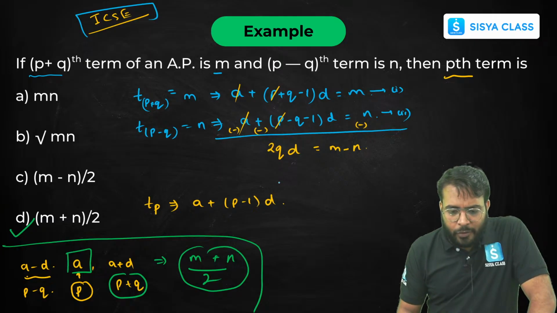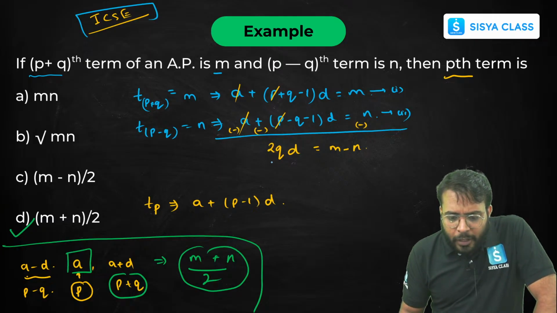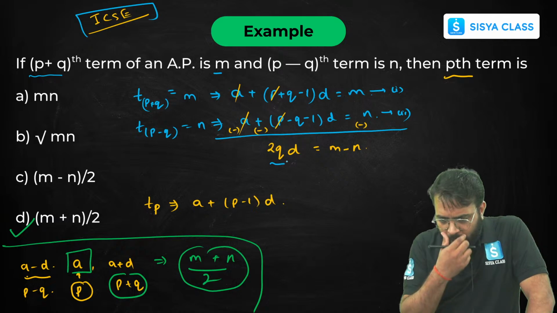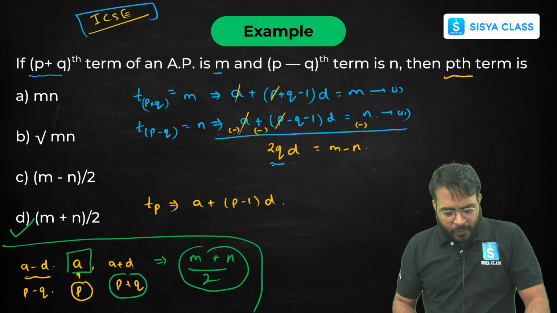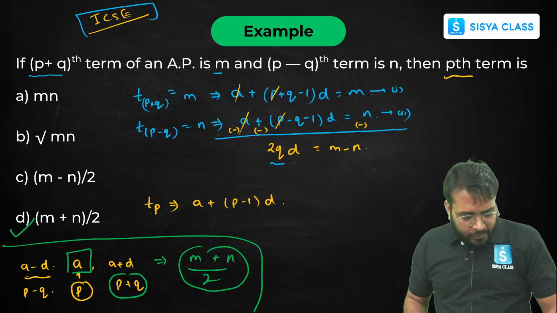Now here I got the value of 2q into d. From here can we get the value of d? From here we can get the value of d, right?